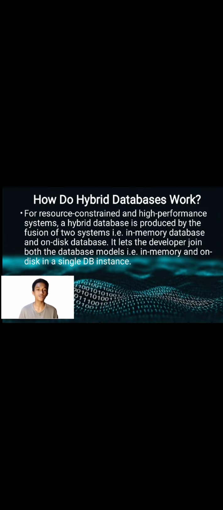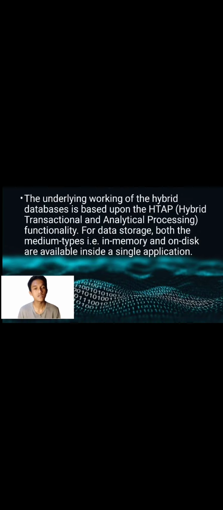For resource-constrained and high-performance systems, a hybrid database is produced by the fusion of two systems, i.e. in-memory database and on-disk database. It lets the developer join both database models, in-memory and on-disk, in a single database instance. The underlying working of hybrid databases is based upon the HTAP, or hybrid transactional and analytical processing, functionality.